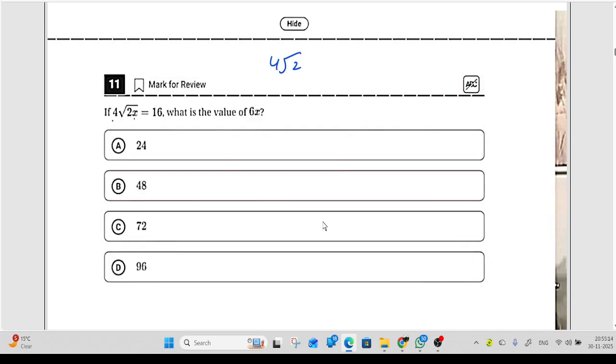This is my question. So we divide both sides by 4 so that we get rid of this 4. So we get square root of 2x is equal to 4, since 16 divided by 4 is 4. Now what we do, we square both sides to get rid of this square root, right?